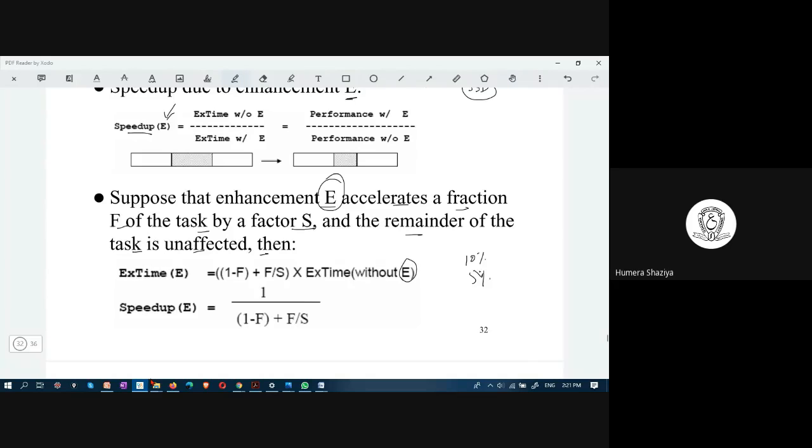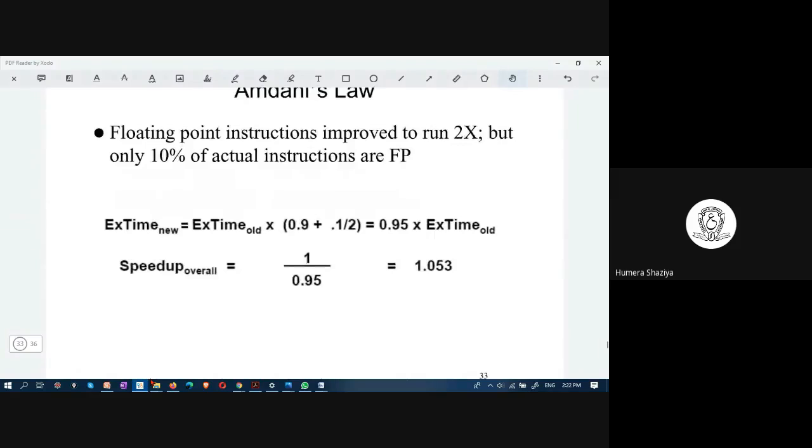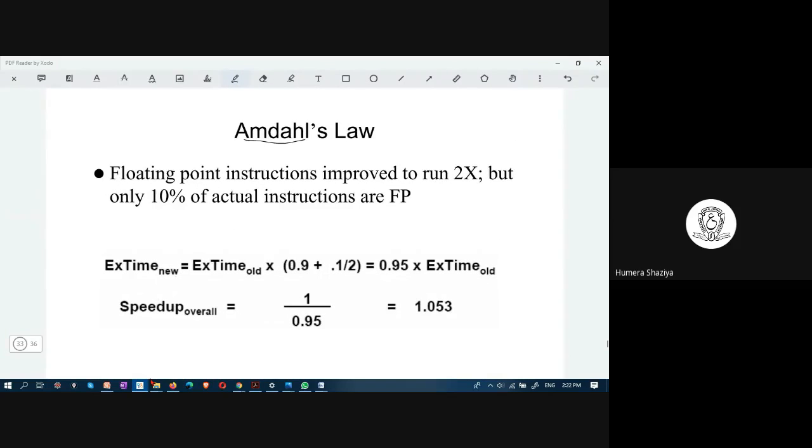Okay, that would give the execution time with enhancement, and speed up would be 1 over (1 minus f), that is the fraction of acceleration, plus fraction of acceleration over the factor of improvement. By what factor has the improvement taken place? So this is Amdahl's law.